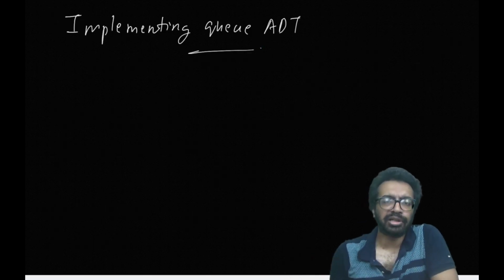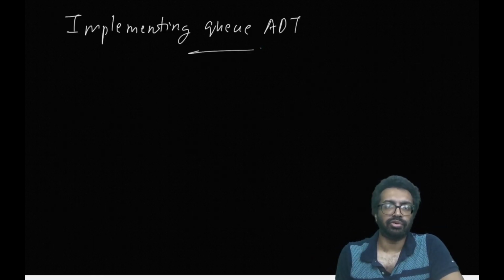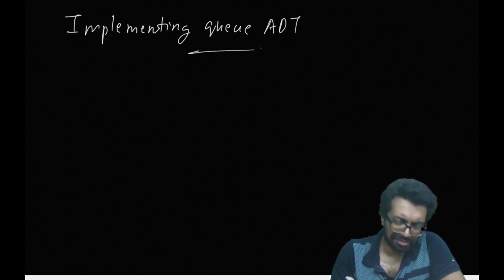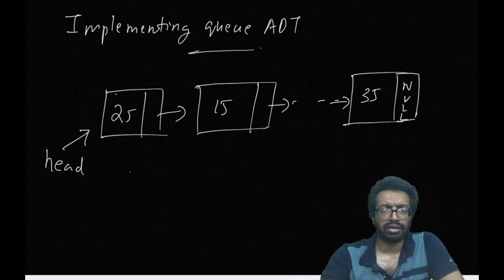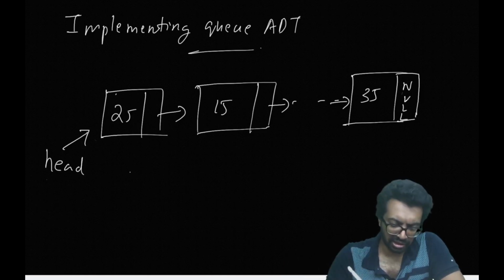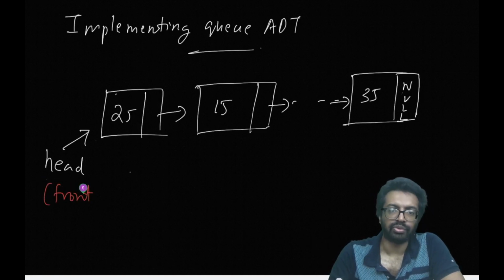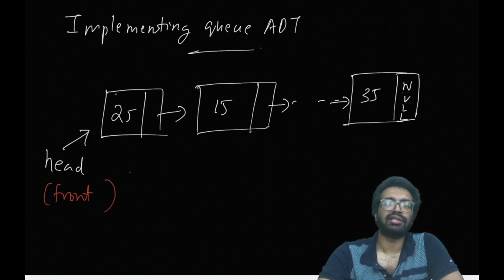I want to implement the queue ADT. What is it I'm going to use? I am going to use a linked list here. Just like we did for a stack, I'm going to use a linked list. And let me have a linked list as an example. I'm going to use a singly linked list to represent the queue. And now the head of the linked list corresponds to the front of the queue. Okay, so 25 is the front of the queue.